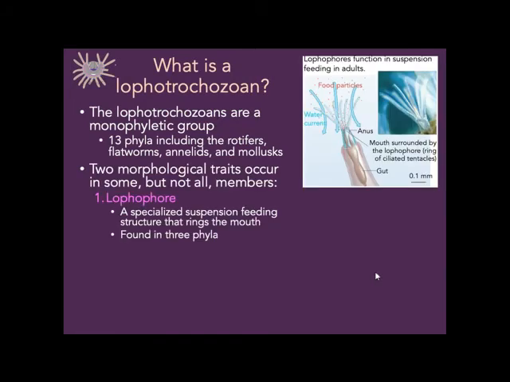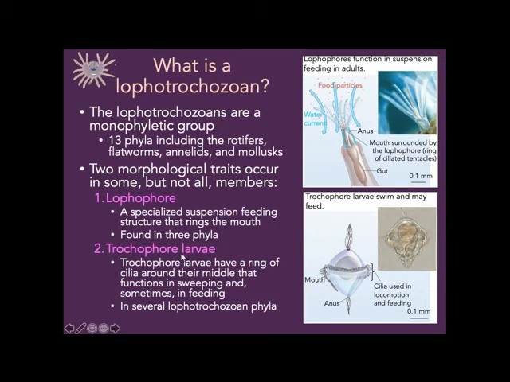And so there are two morphological traits that occur in some but not all members of the Lophotrochozoa. The first one is the lophophore. So this is what this is a picture of over here. And it is a specialized feeding structure that allows Lophotrochozoa to be suspension feeders. So it kind of comes out over here and it curls around. Sometimes it even curls into a little curlicue on each side. And three phyla of the Lophotrochozoa have this lophophore feeding structure.